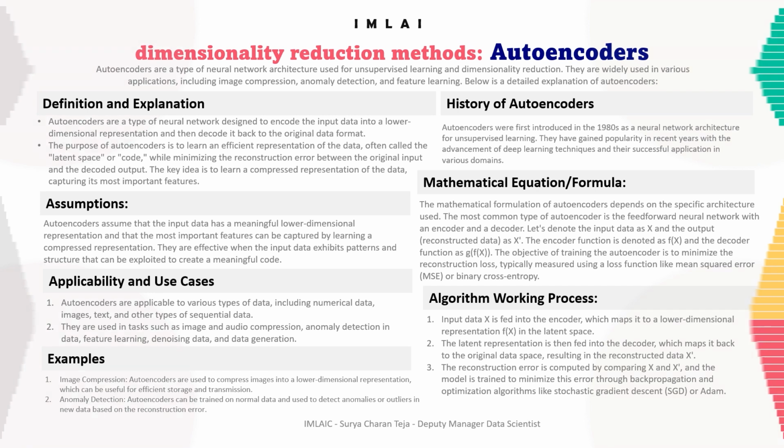And data generation. Variational autoencoders, a variant of autoencoders, can be used to generate new data samples similar to the training data. So overall, autoencoders are a powerful tool for unsupervised learning and dimensionality reduction, and they have shown significant success in various real-world applications across different domains. But this belongs to neural networks. Let's wait for that time. Once we get into neural networks, we'll be deep diving into autoencoders.